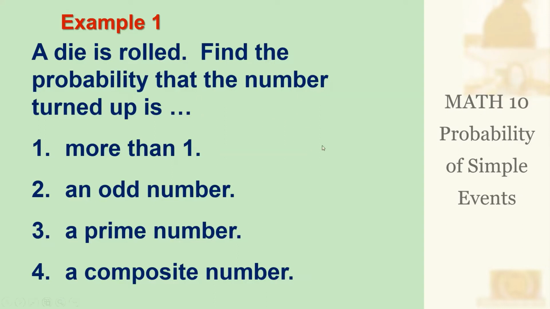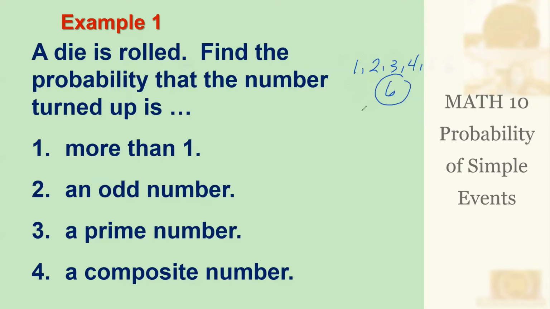So let's have: a die is rolled. First of all, you think of the outcomes because that will be your denominator. Since you will roll a die, your outcomes are 6: 1, 2, 3, 4, 5, 6. So your denominator is 6.